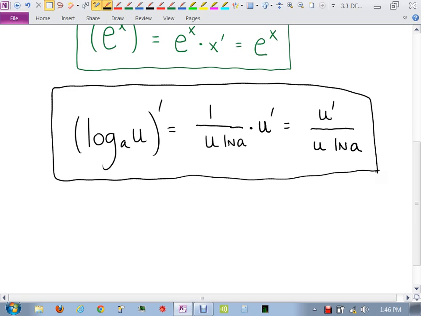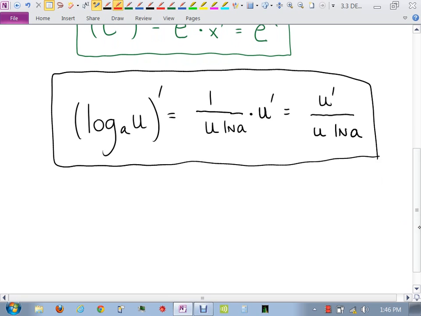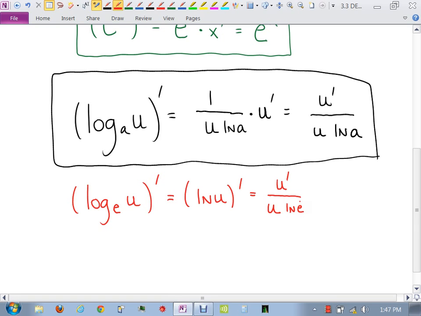That's the general formula. If we use a specific base of the log, and the base that we love to use is e, log base e is actually the natural log. So we would never write it that way. We would write natural log of u. Okay? So what is the derivative of natural log of u? It is u prime over u times natural log of e. But what is natural log of e? 1. So this just becomes u prime over u.